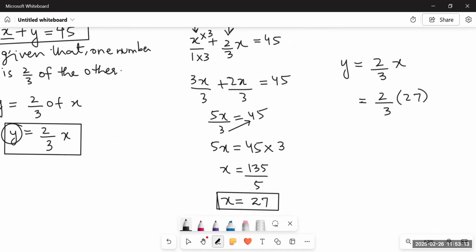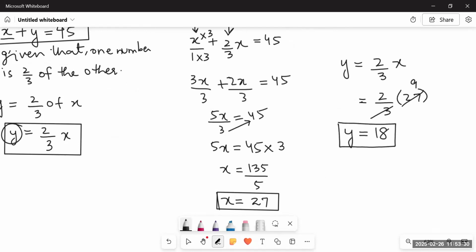And then I'll simplify it. You can multiply 27 by 2 first, you'll get 54, and then divide it by 3. But I'm going to simplify first. 3 ones are 3, 3 nines are 27, and the answer to this would be 18.